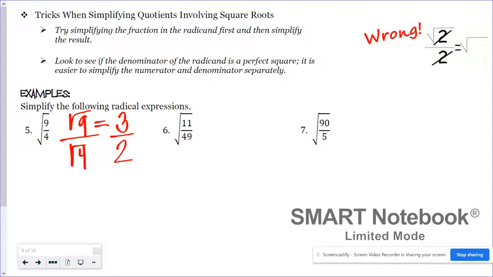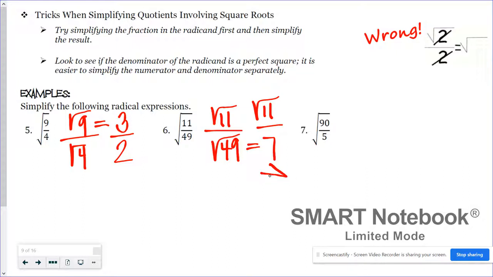When we look at number 6, we have the square root of 11. That ain't going to work. Square root of 49. Ooh, that's a perfect square. The square root of 49 is 7. And so on top, I still have the square root of 11, but that's okay because I don't have a square root on the bottom. So this is all good.